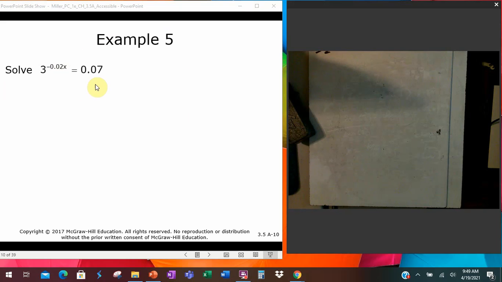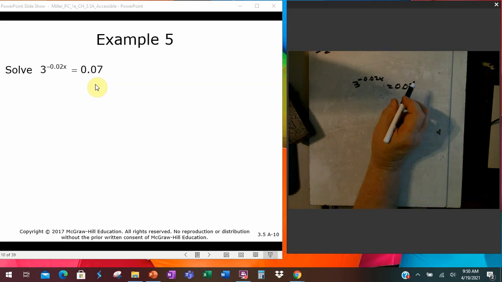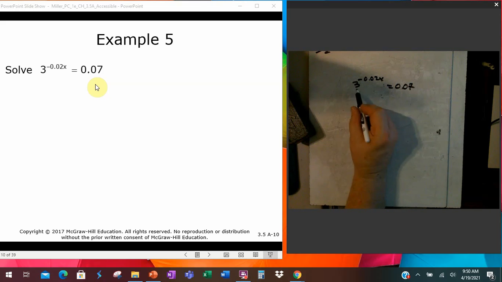So I want to do the very same thing. I want to solve 3 to the negative 0.02x is equal to 0.07. I could do the base 3, but I'm going to go ahead and solve it like I would normally do. All I'm doing is looking for x.